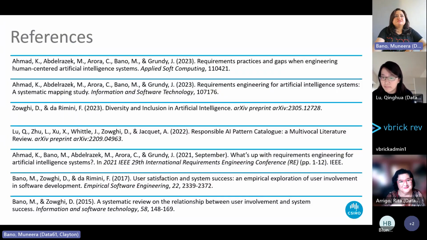And here are some of the references to the work of my student Khulud Ahmed, and also with my other team members, Didar and Francesca.